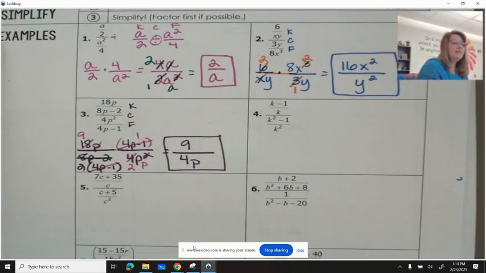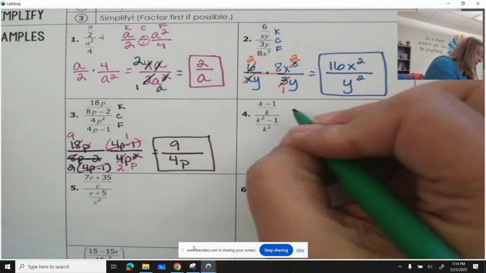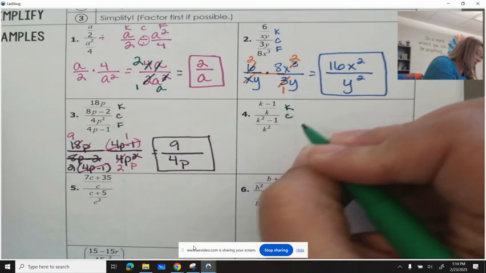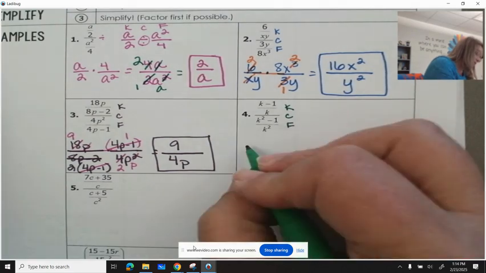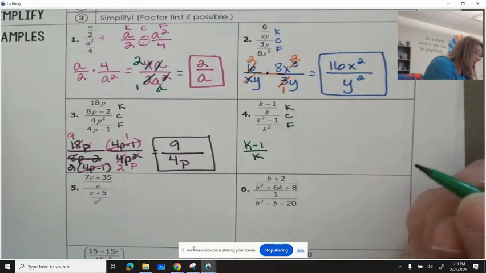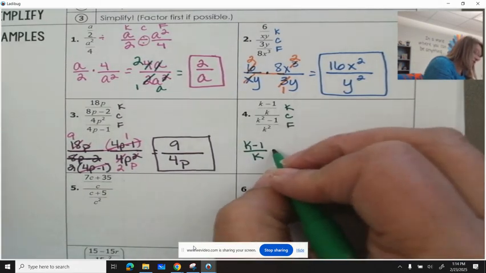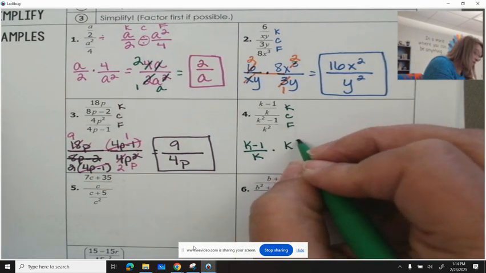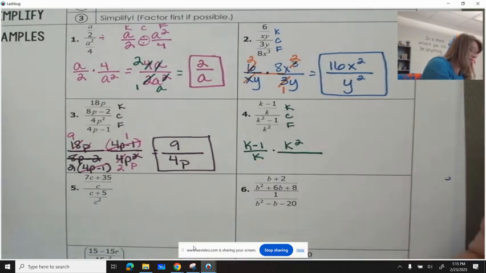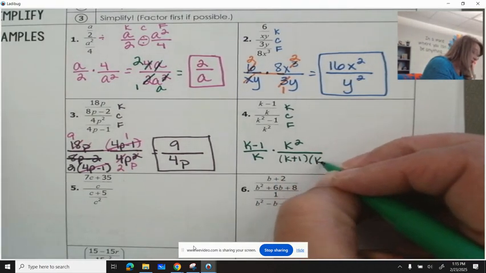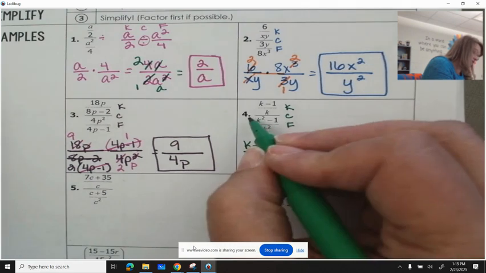All right, number 4, I'm going to keep, change, flip. So I'm going to keep this one, change this one, and flip this one. So keep the k minus 1 over k. Change the sign from division to multiplication, and then flip k squared over k squared minus 1. That's the difference of squares, so I'm going to go ahead and simplify that into k plus 1 and k minus 1. This guy factors right here.